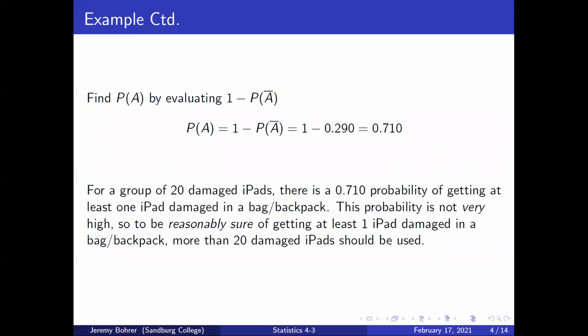Now we find the probability of A by evaluating 1 minus the probability of the complement of A, which is 1 minus 0.290, which is 0.710. For a group of 20 damaged iPads, there is a 0.710 probability of getting at least one iPad damaged in a bag or backpack. This probability is not very high, so to be reasonably sure of getting at least one iPad damaged in a bag or backpack, more than 20 damaged iPads should be used.